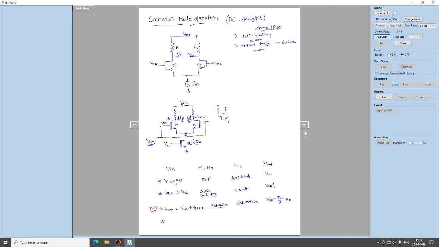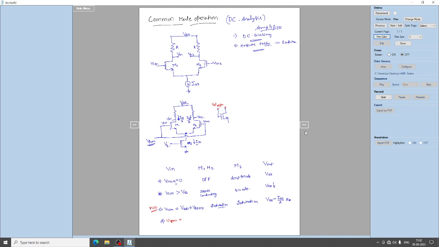By a small threshold voltage. You can increase the gate voltage by a factor of threshold voltage. That's it. You cannot go beyond that. Even if you increase it beyond that, the current remains the same. So what happens? The input common mode, VICM, the maximum value you can give is whatever the drain value you have plus the threshold voltage of this, right?